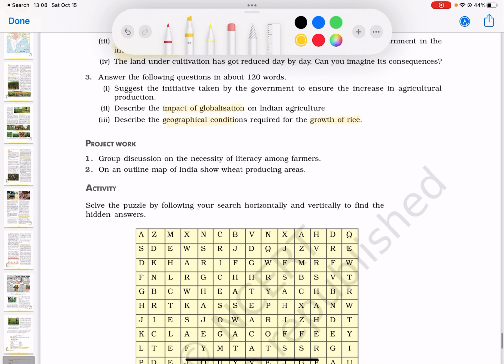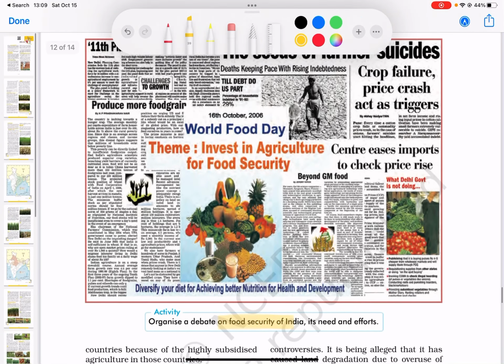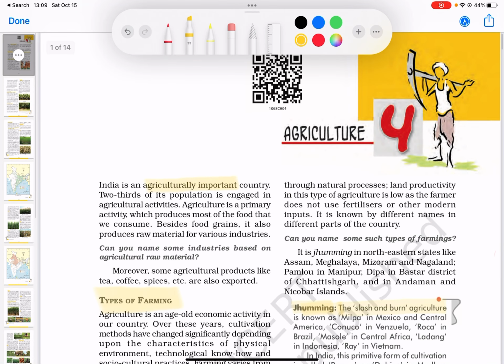Okay, and then there is something that you can do for project, like discussion on the necessity of literacy amongst the farmers, and on an outline map of India show the wheat producing area. So we already saw the picture earlier. So this gives you a good idea of what kind of questions can be expected and what are the things that you need to keep a watch out for when we learn this chapter. So that is it. That is a very quick survey of the key ideas and the themes that we will be covering in this chapter on agriculture.